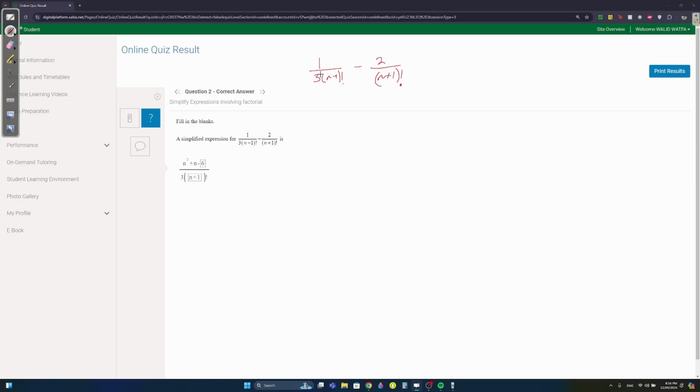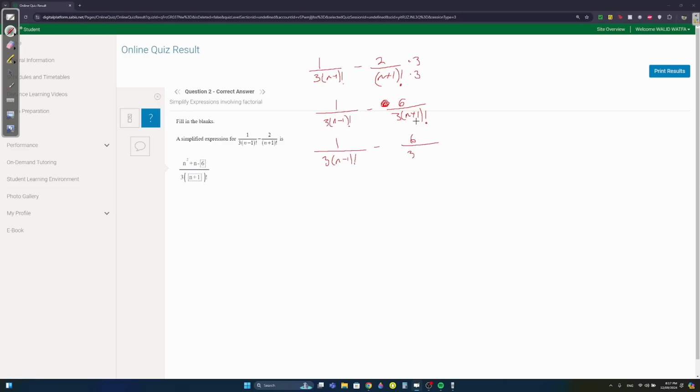So let's start with the 3 here. Let's multiply by 3 over here. It's going to become 1 over 3 n minus 1 factorial minus 2 times 3, which is 6, over 3 n plus 1 factorial. Now we don't have the same factorial, but you do know that you can rewrite n plus 1 factorial in terms of n minus 1 factorial, right?